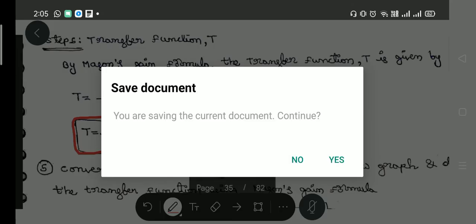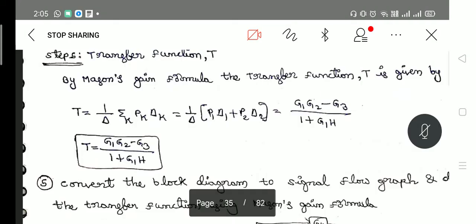In this signal flow graph, any doubts? We covered conversion of block diagram to signal flow graph and signal flow graph reduction techniques. Any doubts? Ask me.